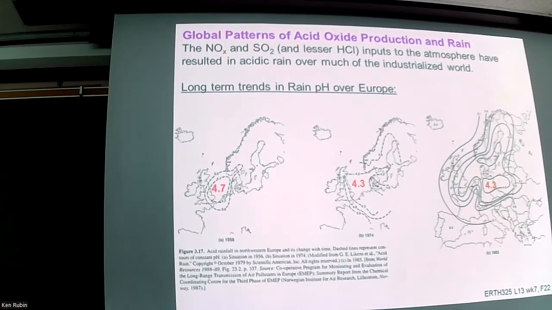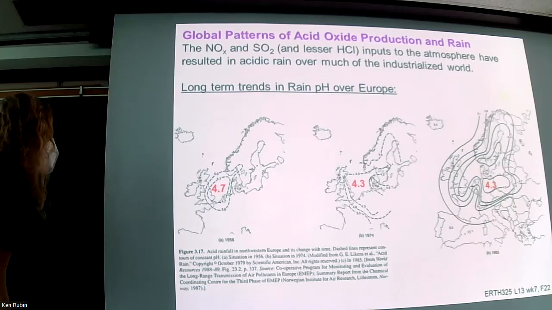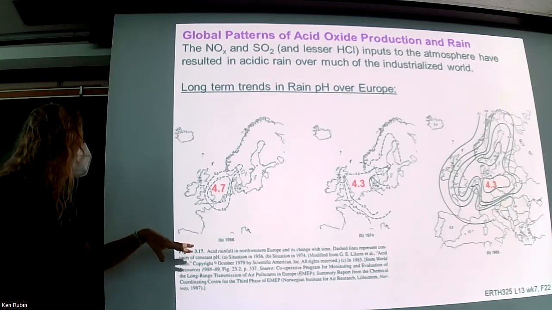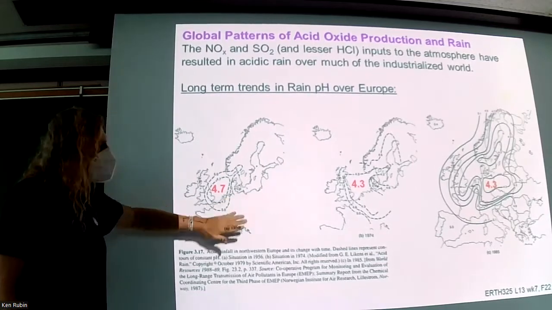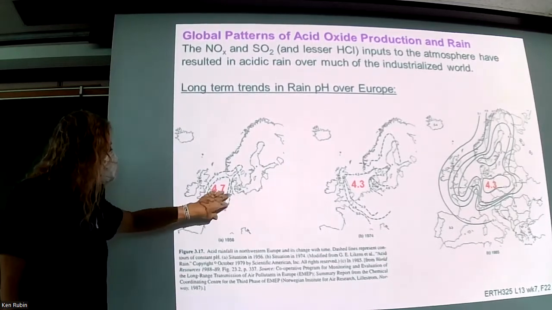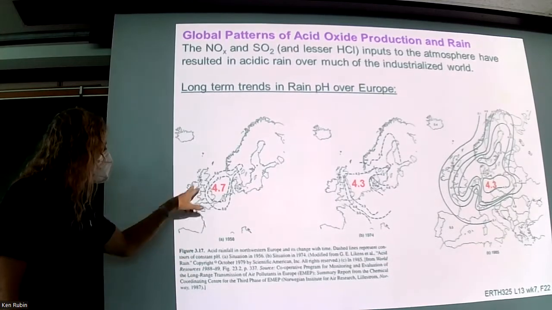So now these are some diagrams of rain pH. These are historical diagrams. This is a contour plot. That's the UK. That's Scandinavia. This is the main continent of Europe, you know, France, Belgium. That's Denmark sticking up. And so this is in the 50s.